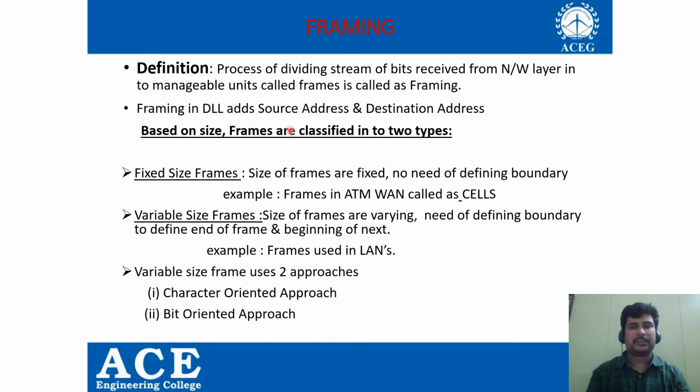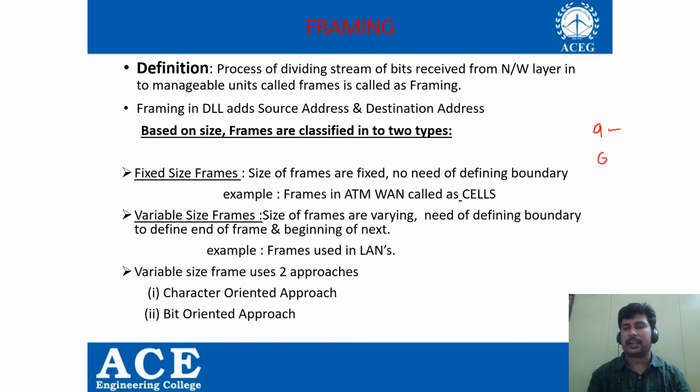Based on the size of the frames, we categorize frames into two types. The first type is the fixed size frame, where all the frames generated have a uniform size, and there is no need to define any boundaries between two frames. For instance, I will divide every piece of data into 4 bits. For instance, I have a number 9 and I have another number 6.